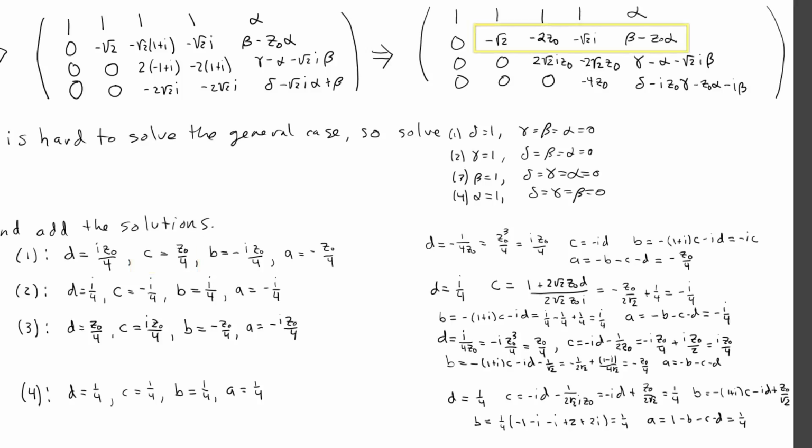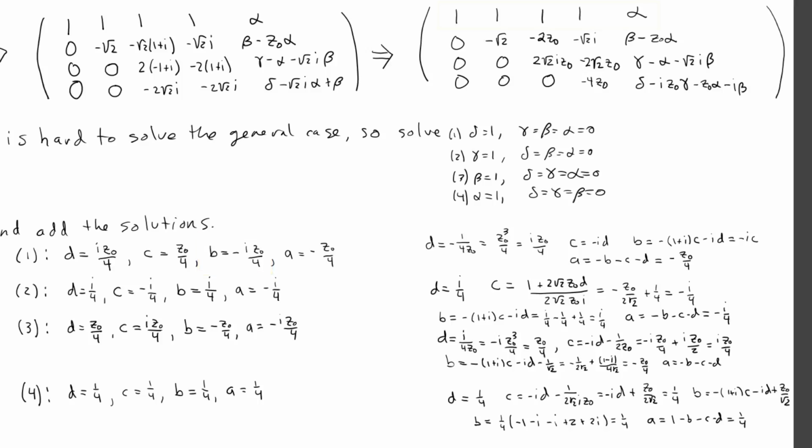And then I look at the third equation. That's going to give me minus root 2 b minus 2 z0 c minus root 2 i d is equal to 0. And I can rearrange that as b is equal to minus 1 plus i times c minus i times d. I plug in the values for c and for d. I find there's a cancellation. It just equals minus i times c. And so I get b is equal to minus i z0 over 4.